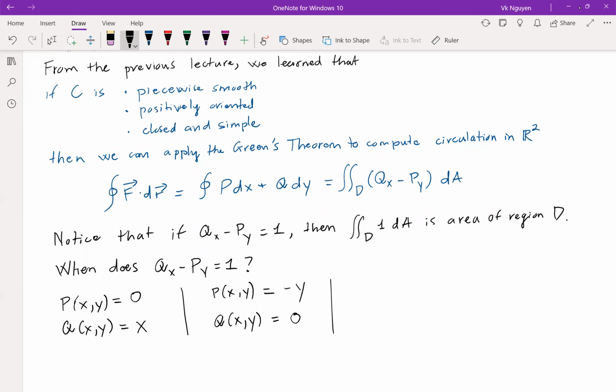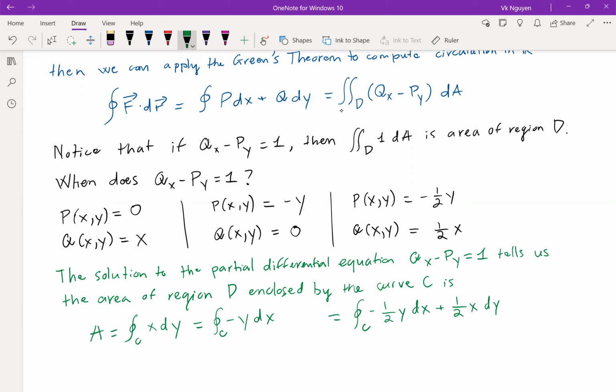And then another case is the P of x,y and Q of x,y. Well, if we can get each one of them to be a half, then you should get 1. So for P of x,y, because we have a negative here, it's going to be negative half y, and Q is half x. Any of these line integrals will give you the area of region D.